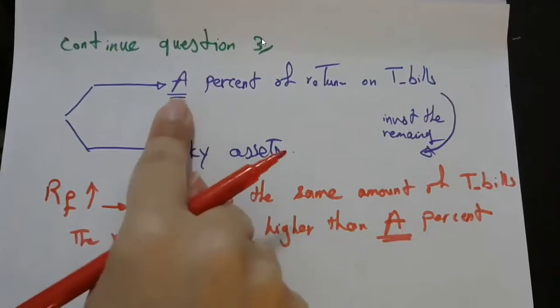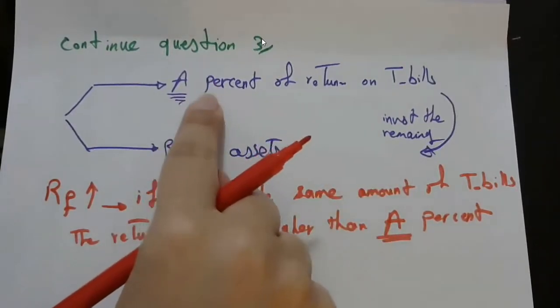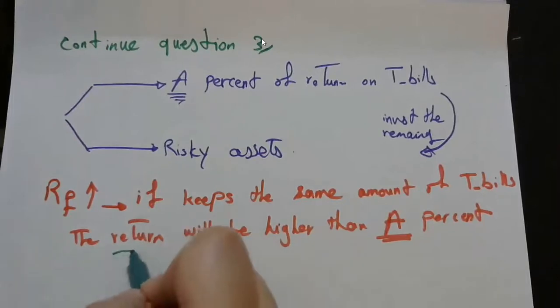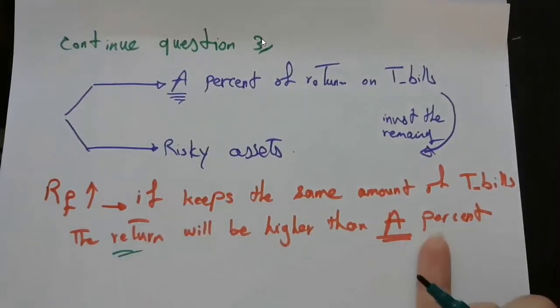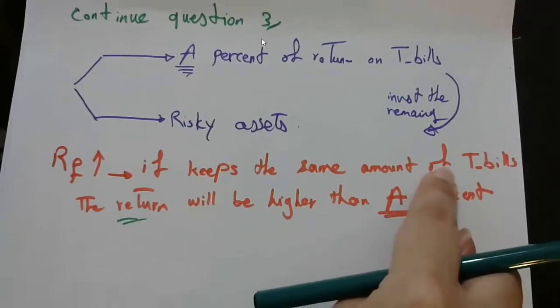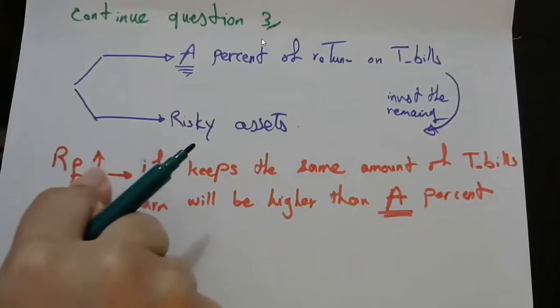So is it something that this person wants? No. This person has a particular preference in mind. So that's why this person doesn't like that the return will go higher than 8%. So what does this person do? This person is saying that I have to decrease the amount of the T-bills because now the return has increased.